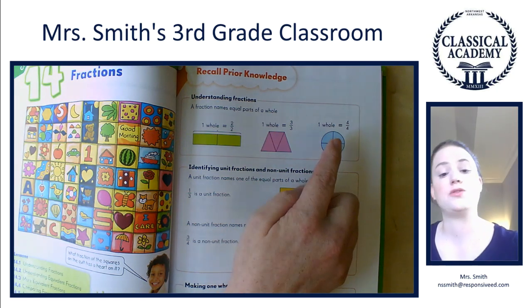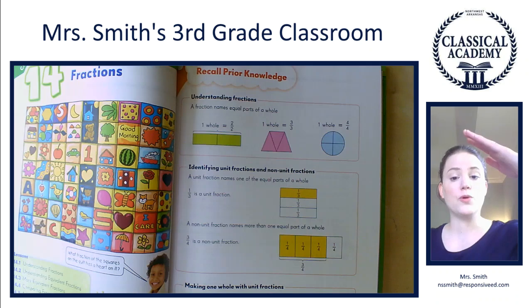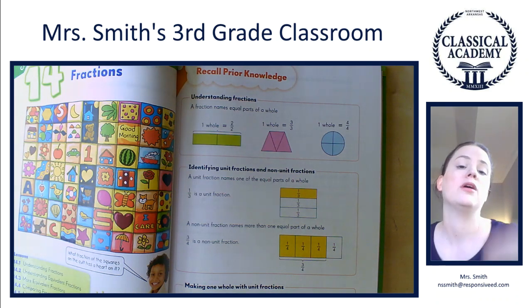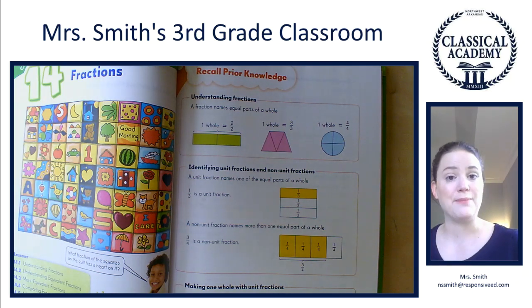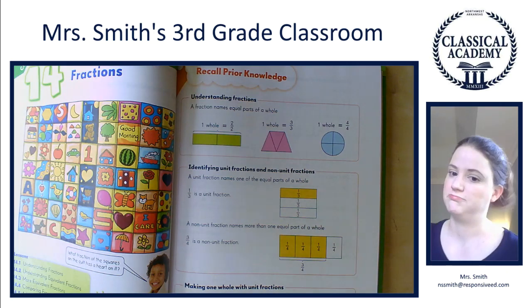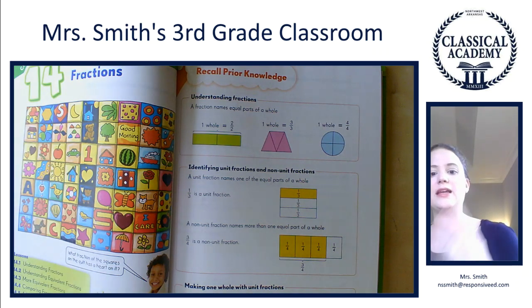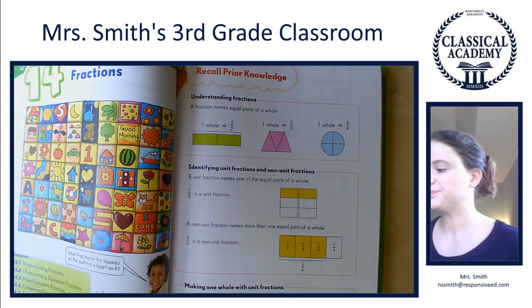Therefore, it represents 4/4. Whenever the numerator, that's the name of the top number, and the denominator, that's the name of the bottom number, are the same, they equal 1. So if I had 50/50ths, it equals 1. If I had 90/90ths, it equals 1.